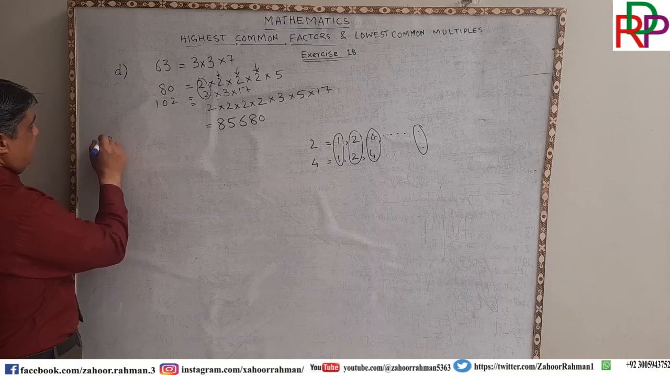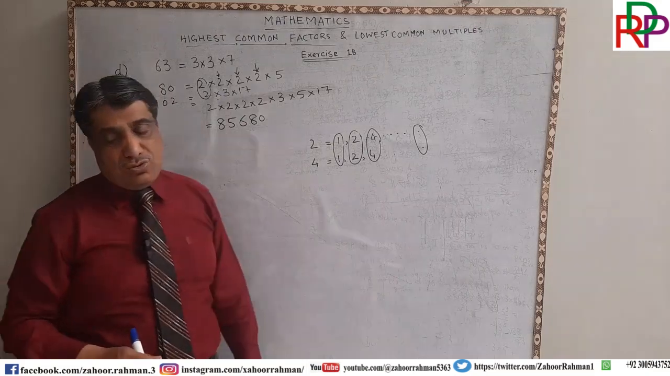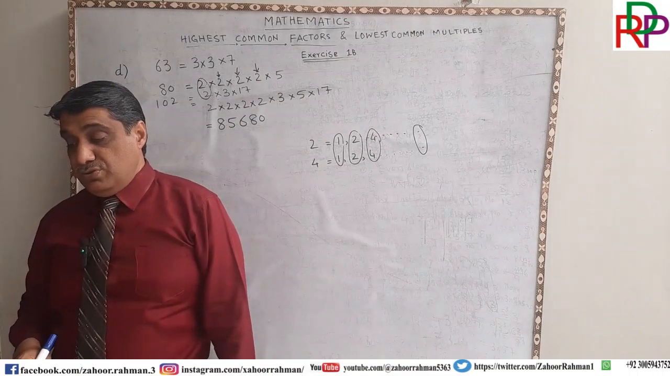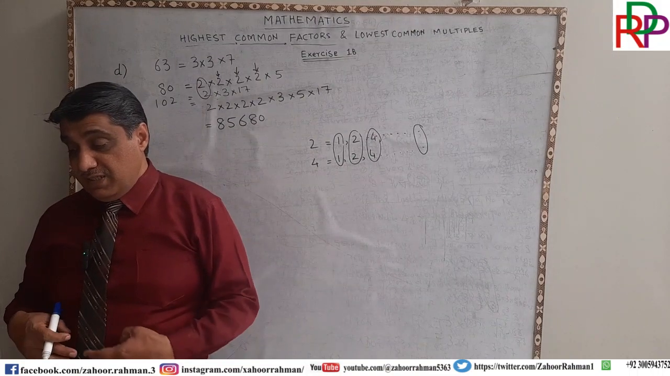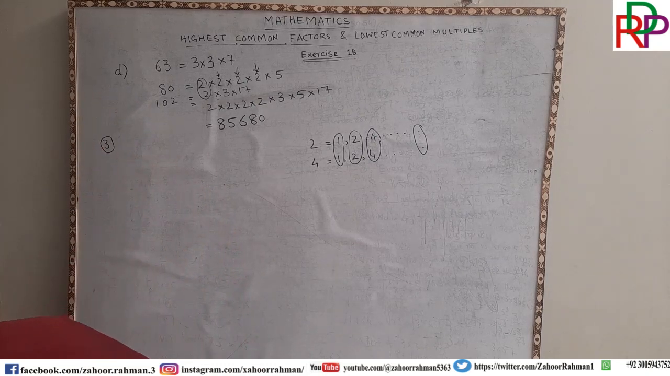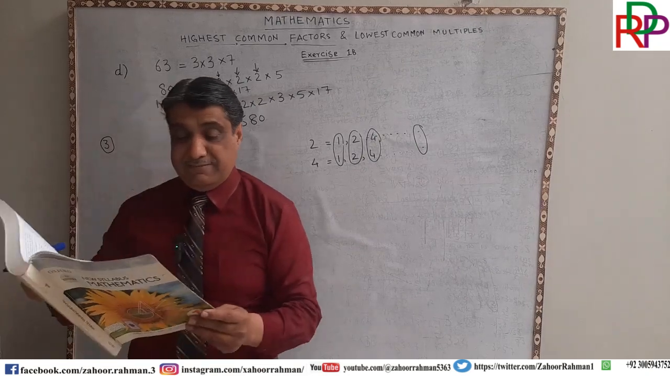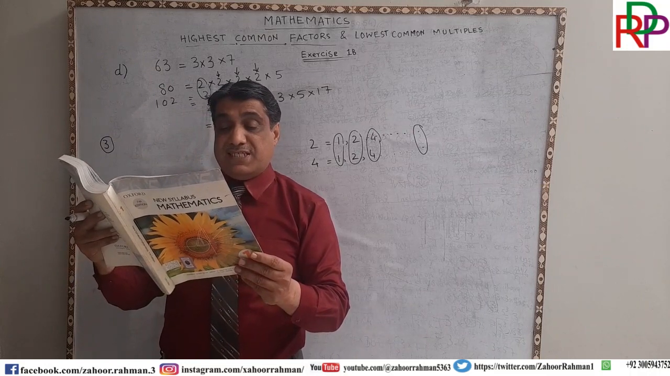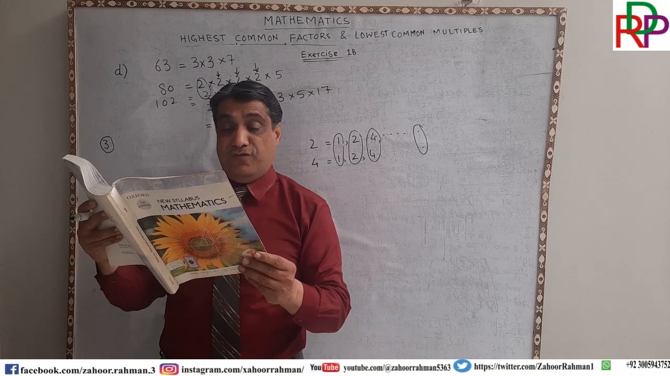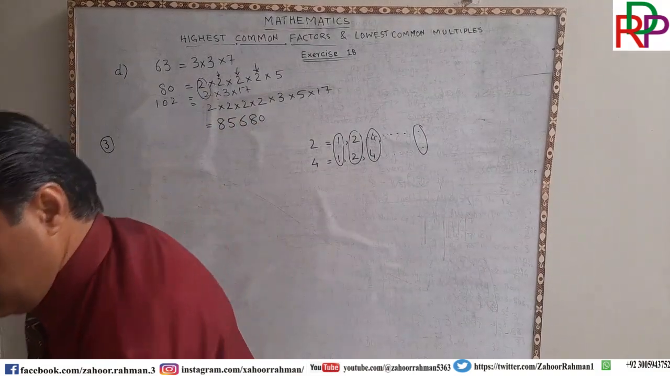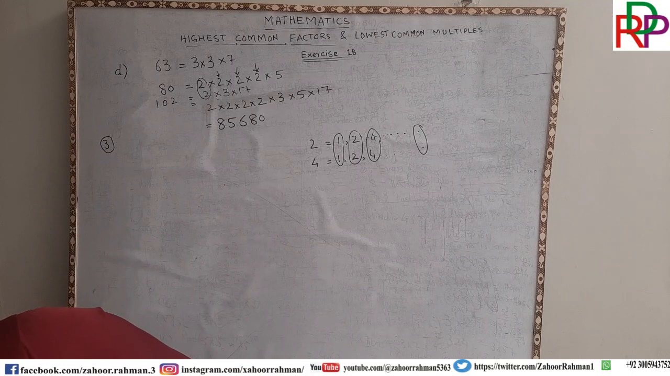Now we are turning our focus to question number 3. Question number 3 says: find the largest whole number which is a factor of both 42 and 98. Now largest means highest common factor.